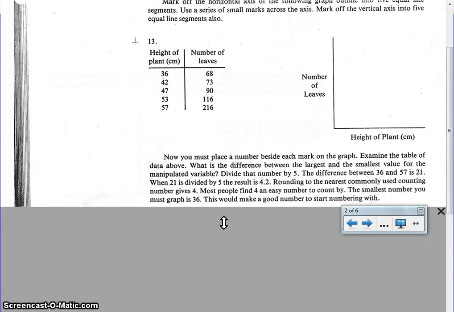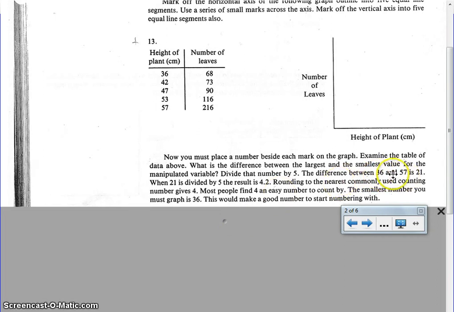Examine the table of data below. What is the difference between the largest and smallest value for the now manipulated, remember, independent variable? Divide that number by 5. So you start off, you find the range, and you divide the number by 5. So here's how they're going through the work right here.